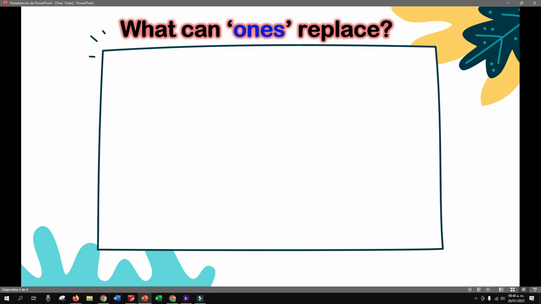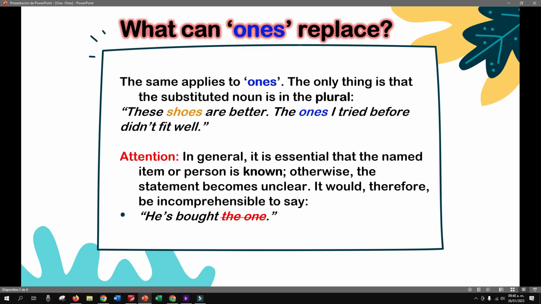What can ones, this is the plural form, right, replace? Miss Wendy, could you please help me reading, please? Okay, teacher. What can ones replace? The same applies to ones. The only thing is that the replacement now is the plural. These shoes are better. The ones I tried before didn't feel well.